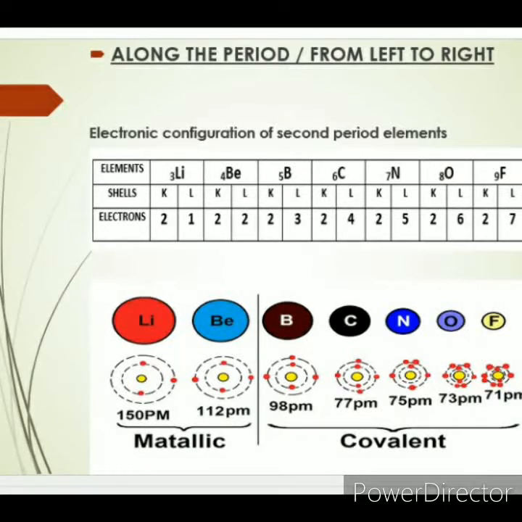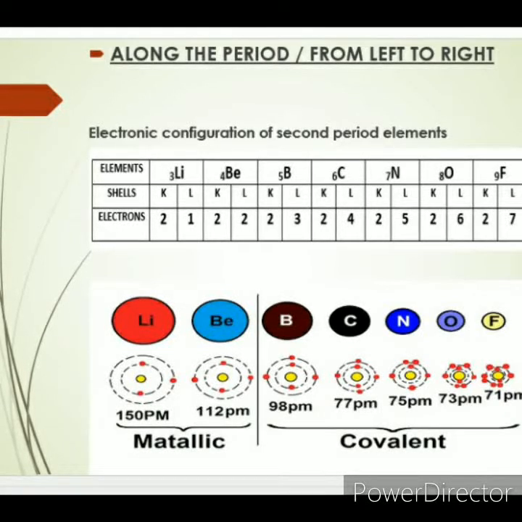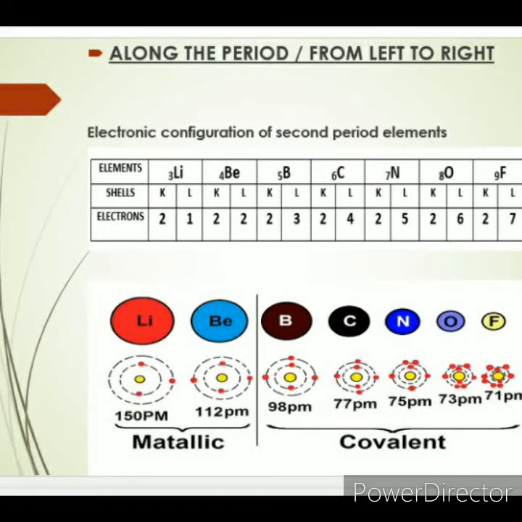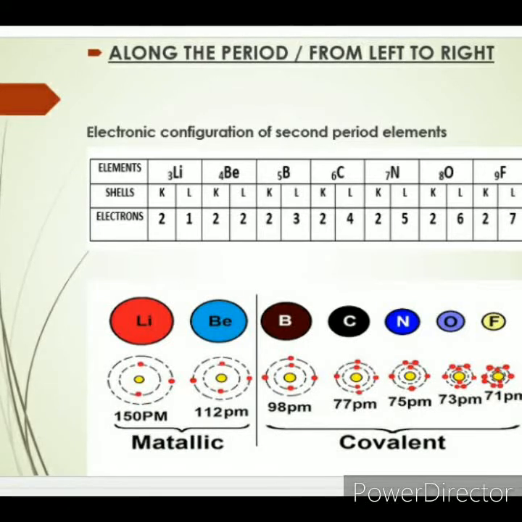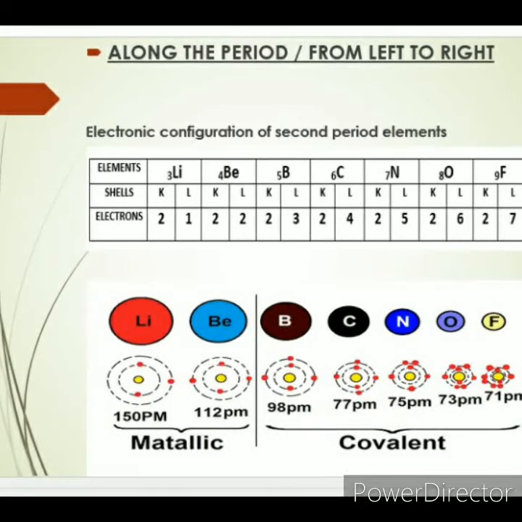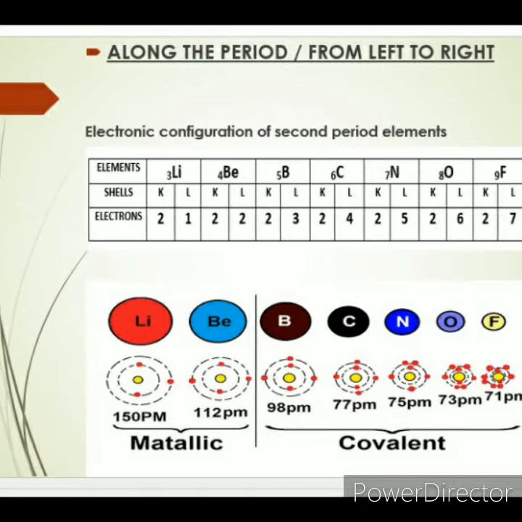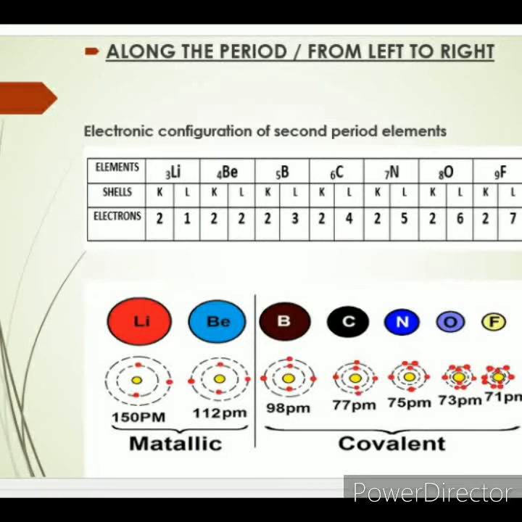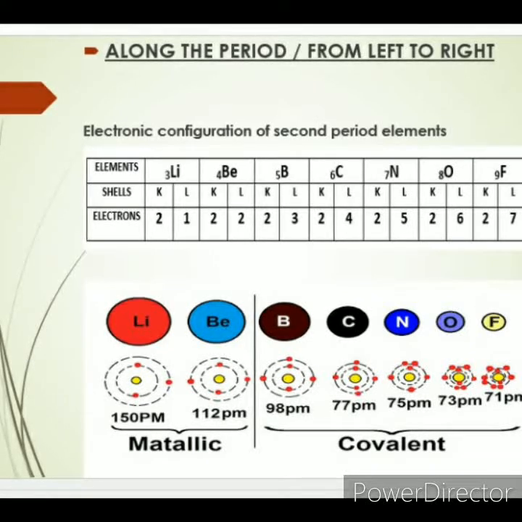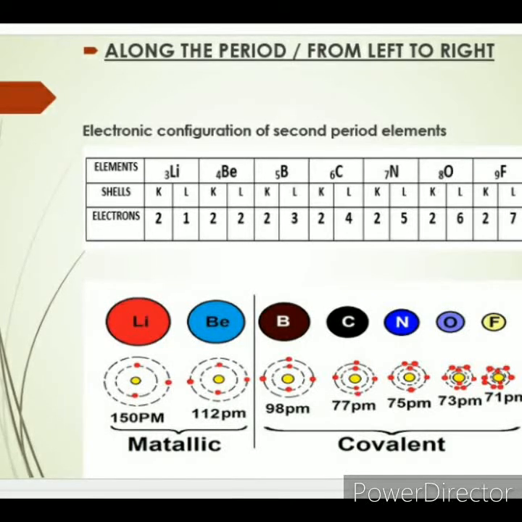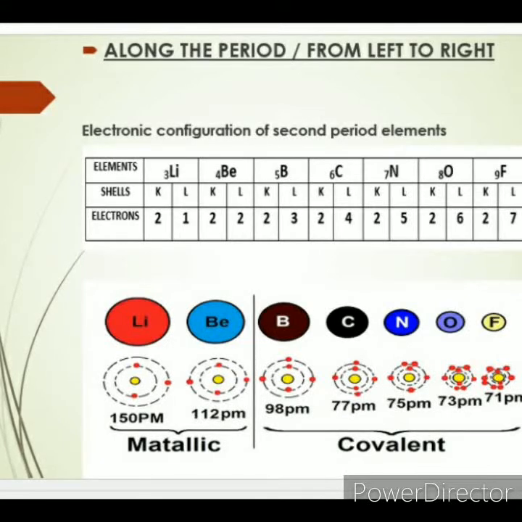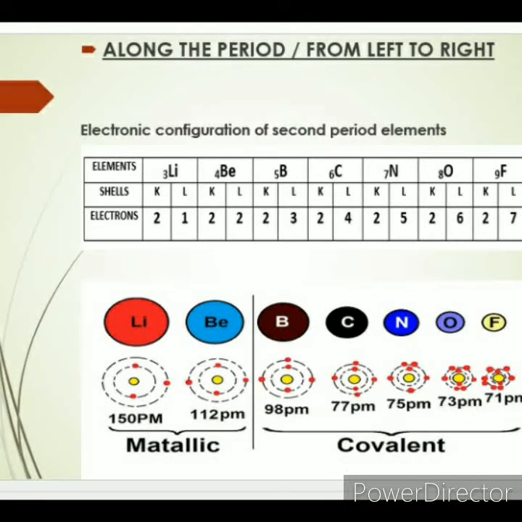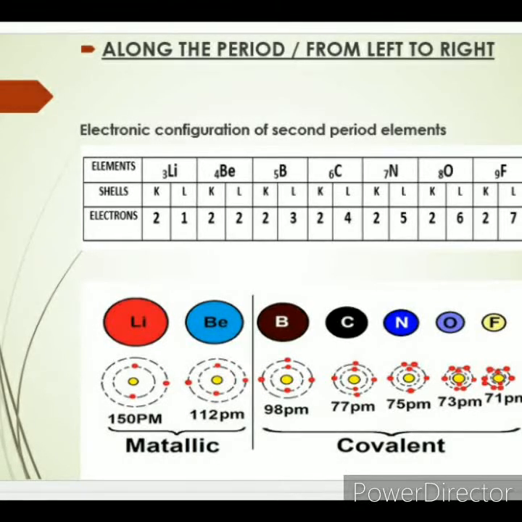Look at the size of lithium. Lithium has 2 shells and 3 protons. How did you get the number of protons in lithium? Because the atomic number of lithium is 3. So the number of protons in lithium is 3, but the number of shells is 2. The number of protons in beryllium is 4, but the number of shells is 2. The number of protons in boron is 5, and the number of shells is the same. So one thing is clear: if you move from left to right, the number of protons is increasing. That means nuclear charge is increasing.